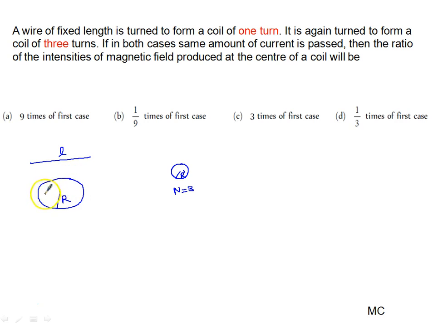If in both cases the same amount of current is flowing, the current flowing is I, then you will calculate the ratio of the magnetic field at the center of the coil, you will calculate B1 and you will calculate B2 and you will calculate B1 by B2. Firstly, if I have to write B1, all of you know the formula mu naught I upon 2R.